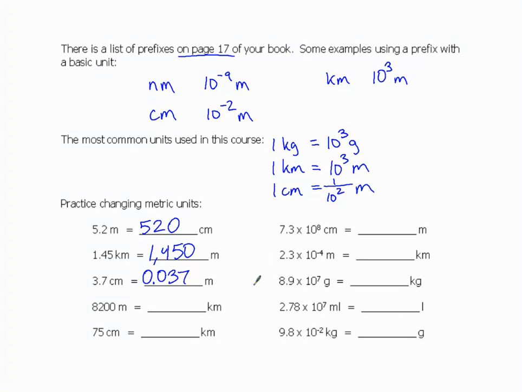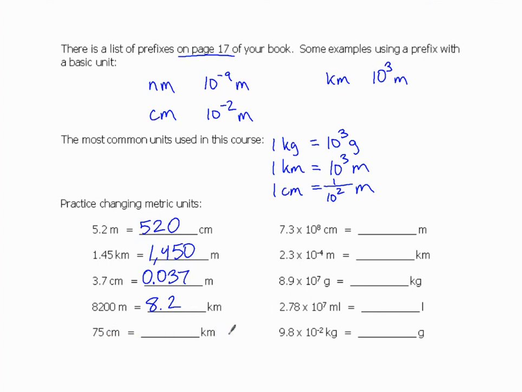8,200 meters, what is it in kilometers? This is times 10 to the third, 8.2 kilometers. A meter is smaller. 1,000 of them makes 1 kilometer. 8.2 kilometers, 8,200 meters.